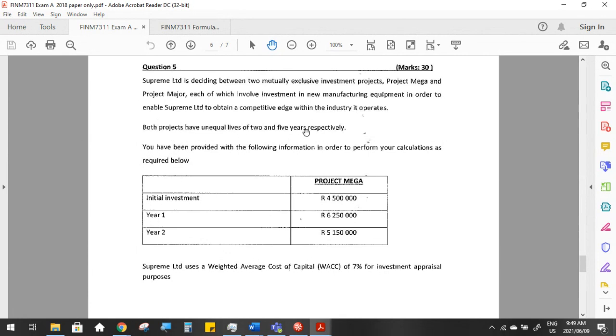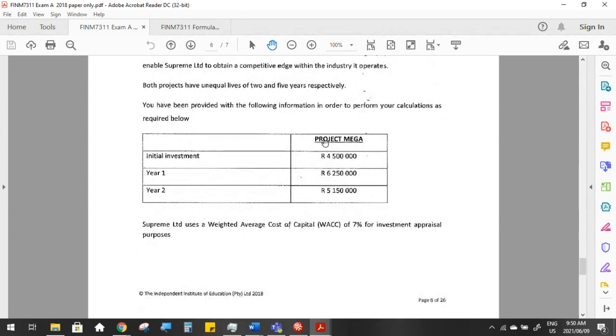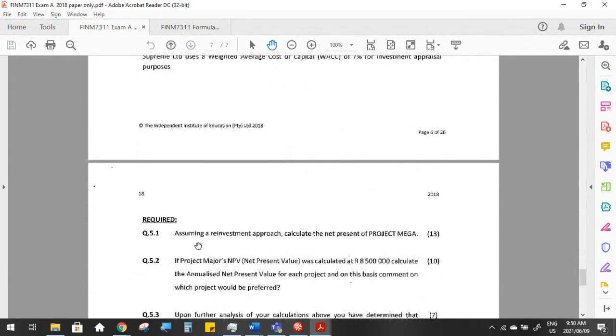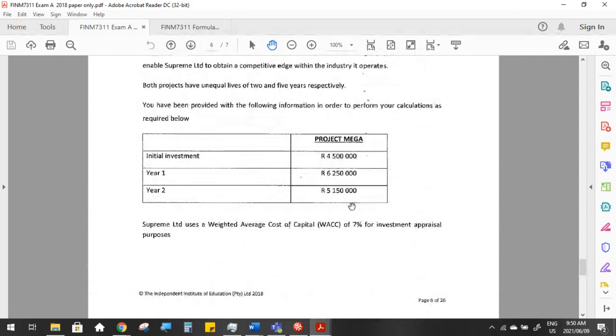Okay, so we did this unequal lives section yesterday in class. You've been provided with the following information in order to perform your calculation as required. So here's Project Mega's cash flows, initial investment out, and the 2 years of investment in. We have a weighted average cost of capital of 7% for investment appraisal purposes. And 5.1 says, assuming a reinvestment approach, calculate the net present value of Project Mega, 13 marks.